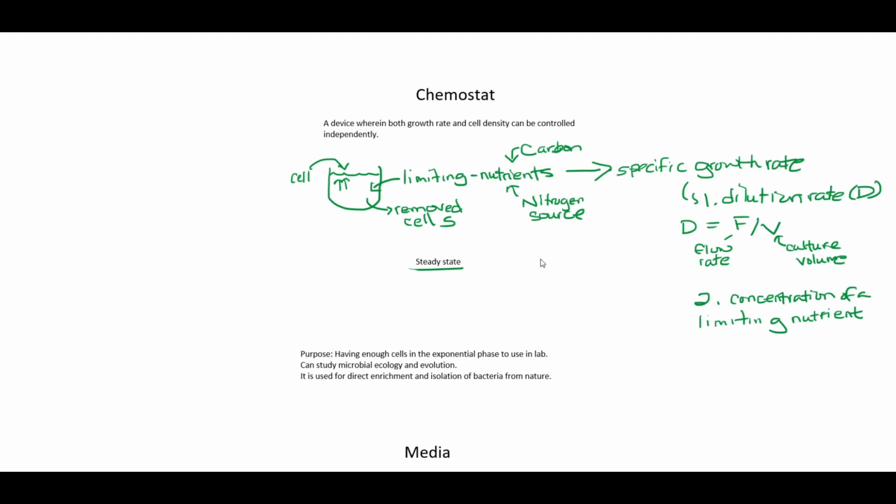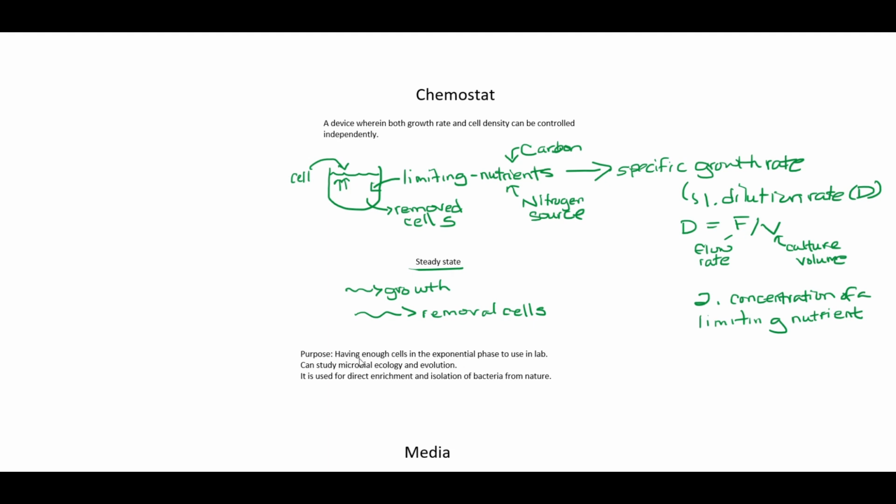And in order to do that, you need the right dilution rate, which is the flow rate over culture volume, and you need the right concentration of limiting nutrients, which is, for example, a carbon or nitrogen source. So at steady state, you want continual growth and continual removal of cells, so you can have a balance.